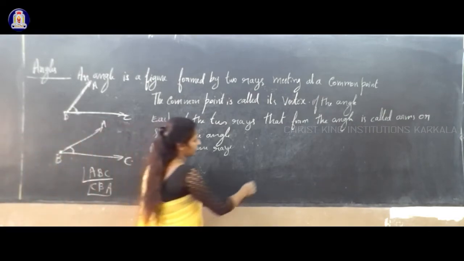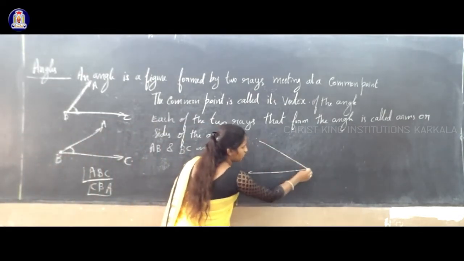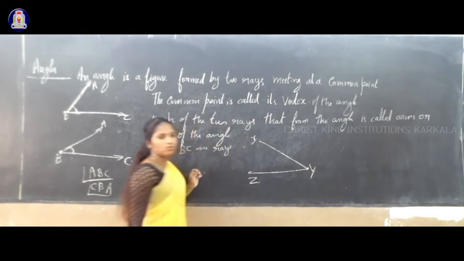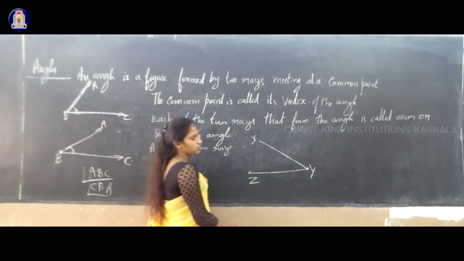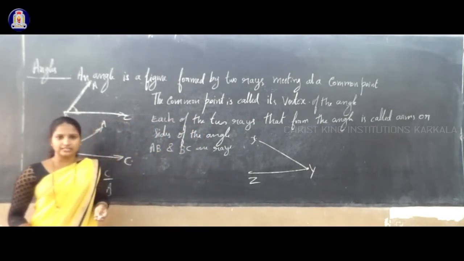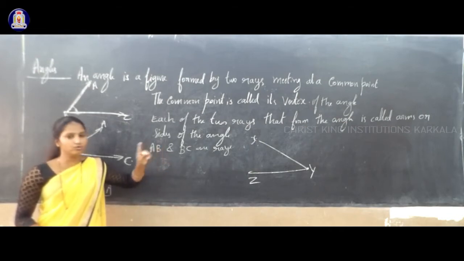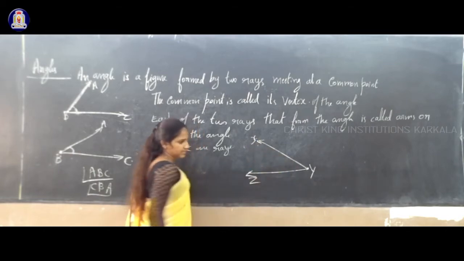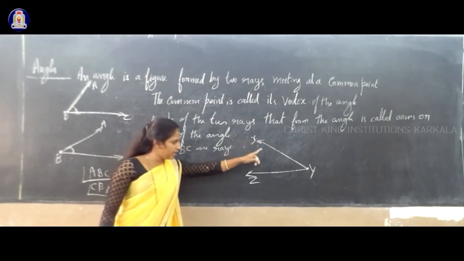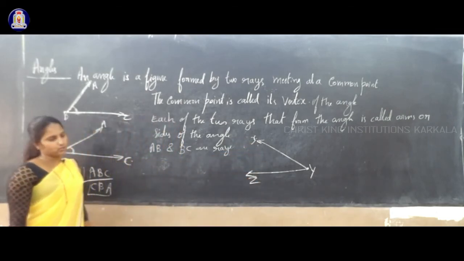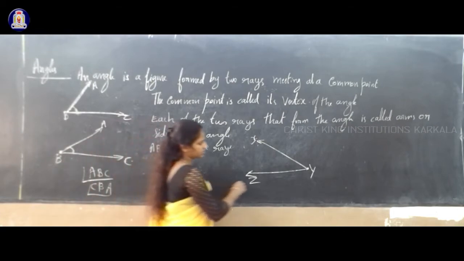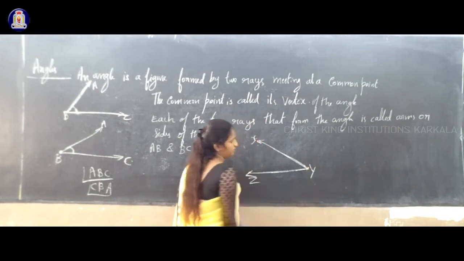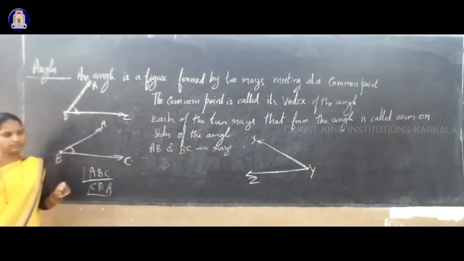Okay. So if I draw an angle like this, this is also called an angle. You can name this X, Y, Z. In this, point Y is the common point. Can you name the two rays in this angle? In this angle, there are two rays. One is ray XY, another one is ray YZ. Two rays meet at one point, that is Y. That is the common point for both the rays, right?